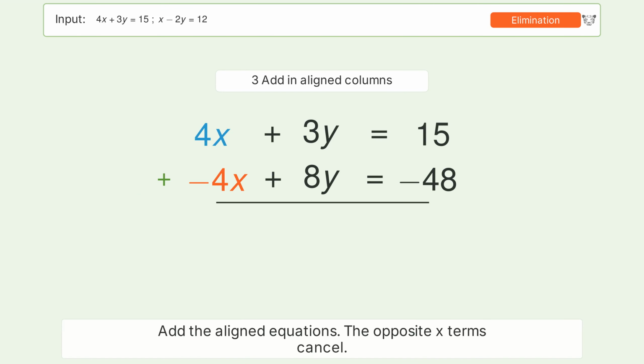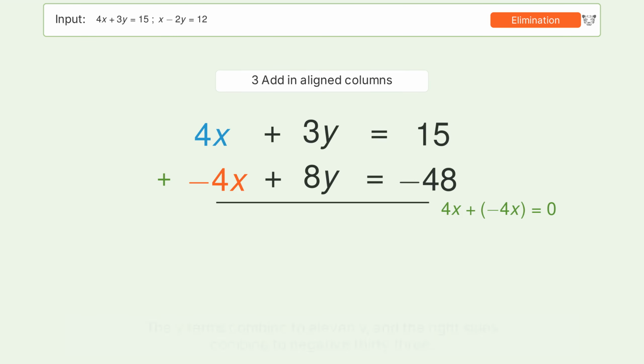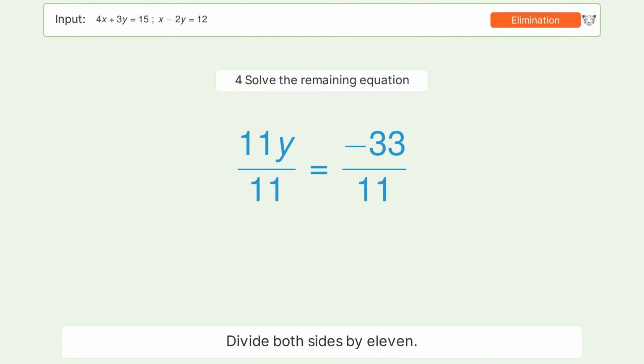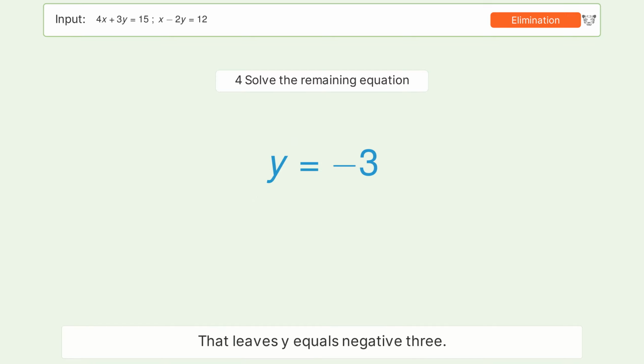Add the aligned equations. The opposite x terms cancel. The x terms cancel. The y terms combine to 11y, and the right sides combine to negative 33. Divide both sides by 11. That leaves y equals negative 3.